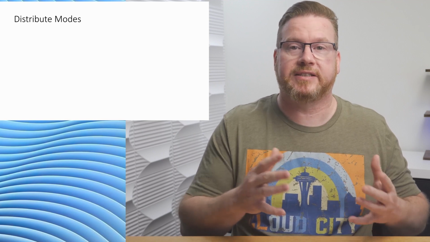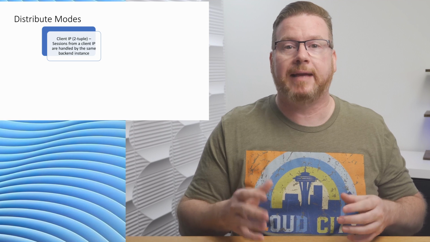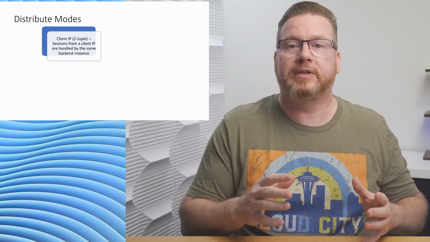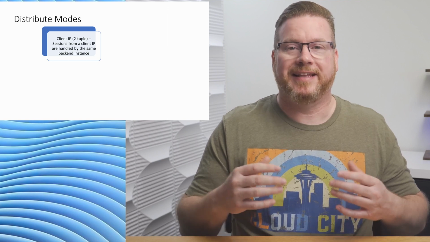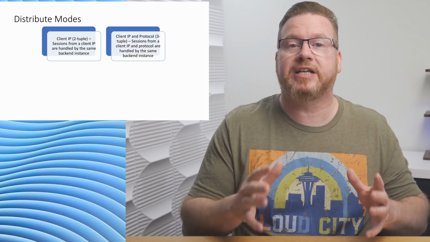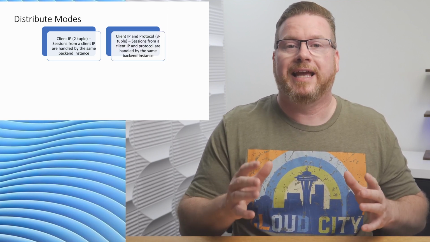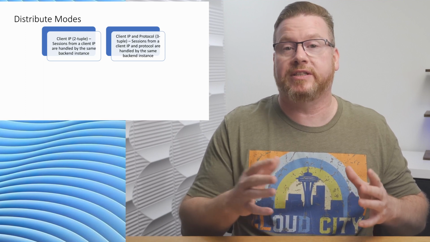There are three ways to distribute connections. The first is the previously mentioned default algorithm. In addition, a client IP distribution mode will always connect the client or source IP to the same backend server. The other distribution option will take into account the source IP and protocol and route the connection to the same host in the backend pool.